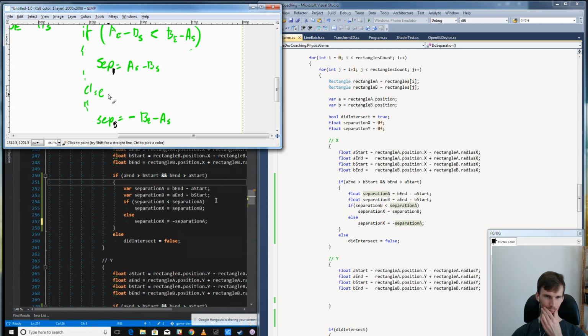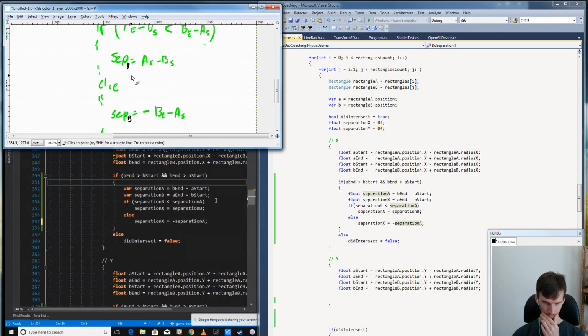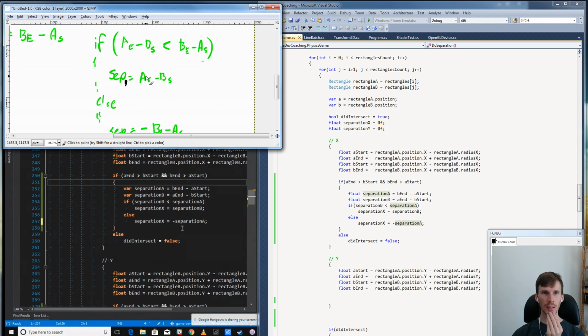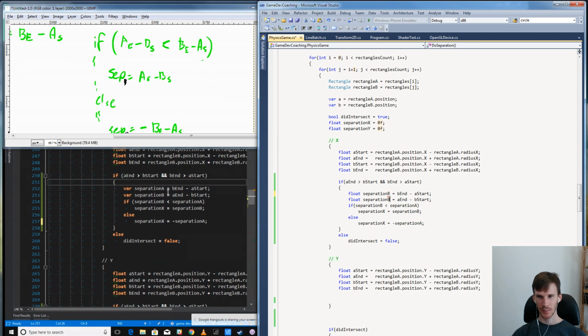Yeah, but in our version here, if B is less than A, in our separation B it is A end minus B start, but in the other diagram it's the reverse of that separation. A is A end minus B start. Have I made a maths boo-boo? I think I probably have. B end. Well, I don't know about that. I think it's more that it's not exactly the same, it's the reverse. Like A should be A end minus B start, right? It should be that, shouldn't it?